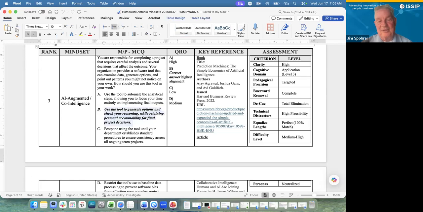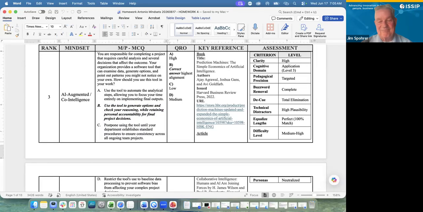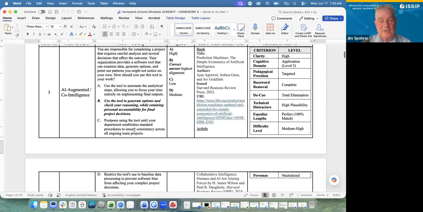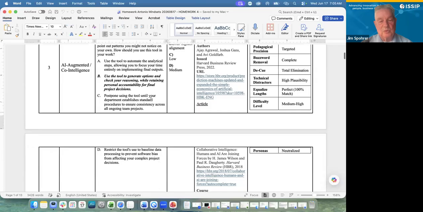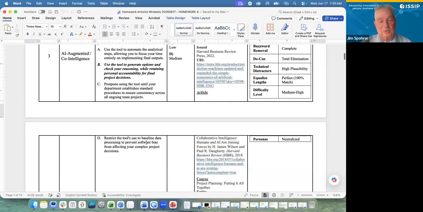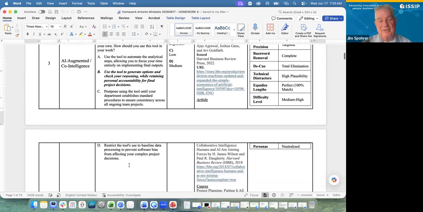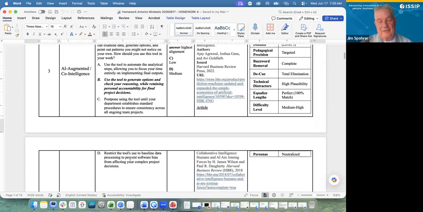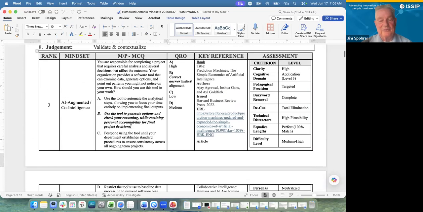Of course, that's going to be the correct answer because we know AI generates stuff quickly, but it's not always accurate, so you have to check it. C is postpone using the tool until your department establishes standards. Obviously, this one would be very low because it's basically delay. D, restrict the tool's use to baseline data processing to prevent software bias from affecting your complex project decisions. Again, D is medium because taking a small sample and working it is a reasonable thing to do, but it's not the best. The best answer, the correct answer, is B.